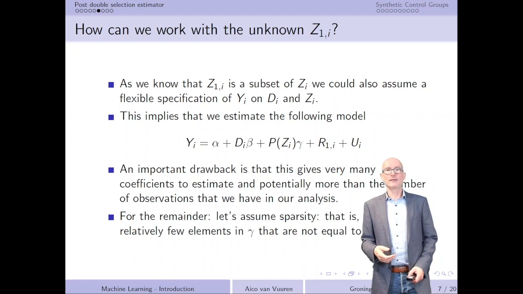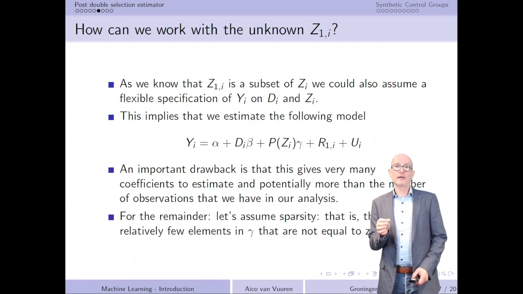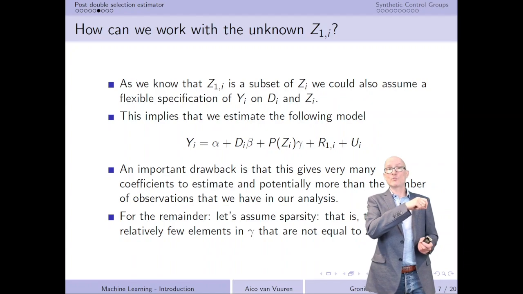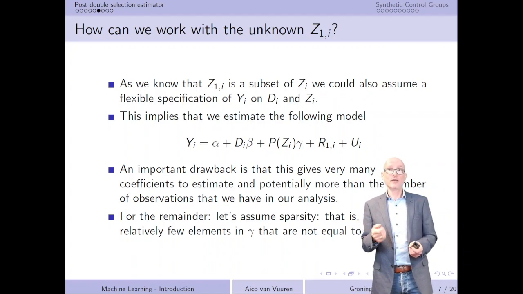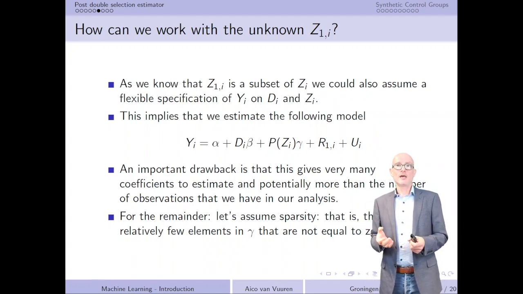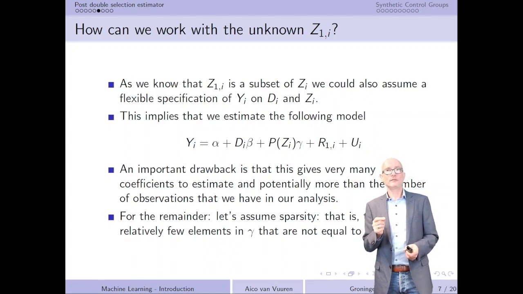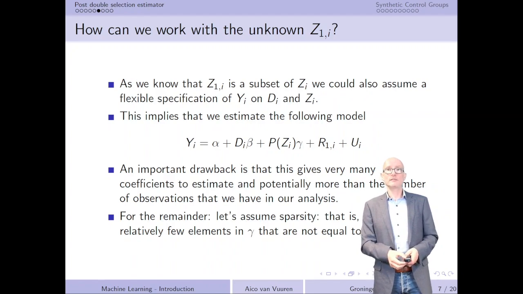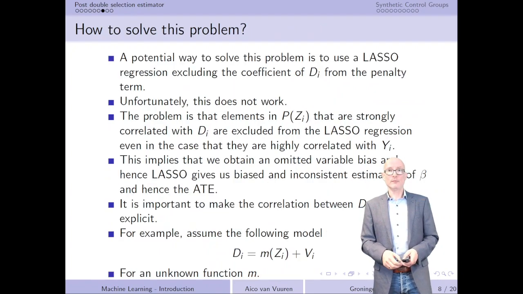And the reason behind that is that the element of PZI is highly correlated with DI. In addition to that, we do know that PZI itself has an impact on YI because the gamma coefficient is far from 0. And that implies, of course, that if we do not include it, we are going to have a problem that is well known as an omitted variable problem. And that means that the coefficients that we're going to estimate, including the beta coefficient, are going to be inconsistent. And that is, of course, a problem.